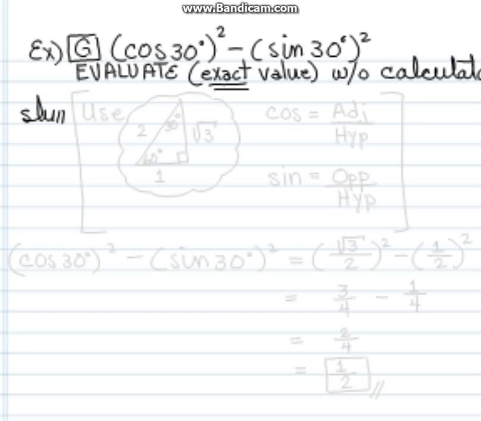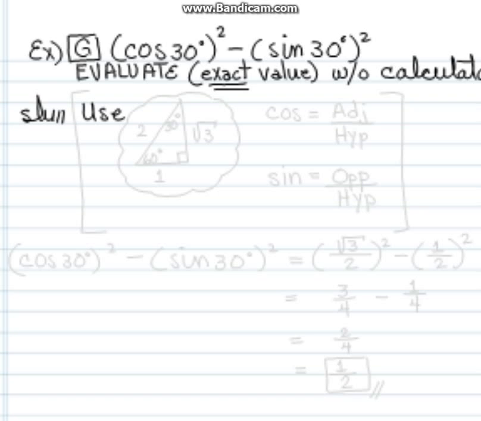Given (cos 30 degrees)² minus (sin 30 degrees)², evaluate this. In other words, I want you to give me an exact value without using your calculator. If they're going to ask us to evaluate a trig function without using our calculator, it had better be an angle that we're comfortable and familiar with. And indeed, 30 degrees is one of those angles.